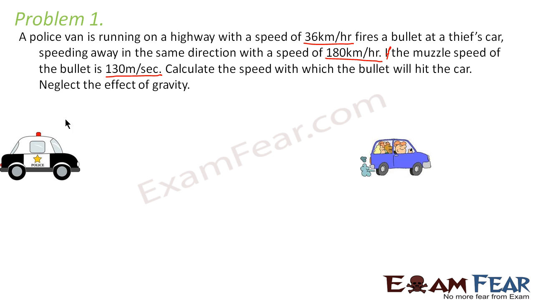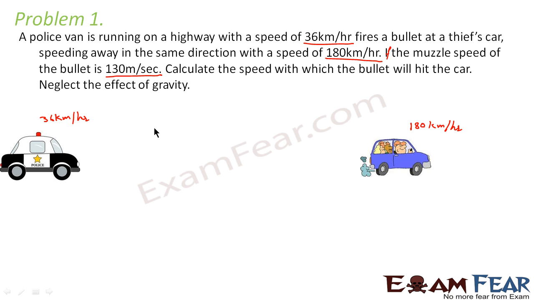This is the police van and this is the thief's car. Now the police van is running with a speed of 36 km per hour. So the speed of this police van is 36 km per hour. Fires a bullet at a thief's car speeding away in the same direction with a speed of 180 km per hour. Now the thief's car is running at a speed of 180 km per hour. If the muzzle speed of the bullet is 130 meter per second, calculate.